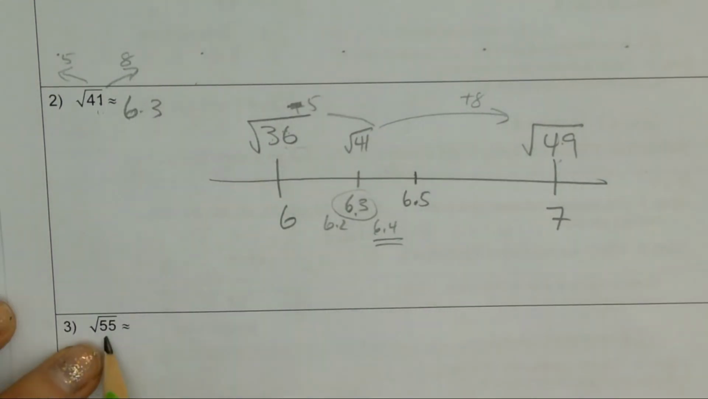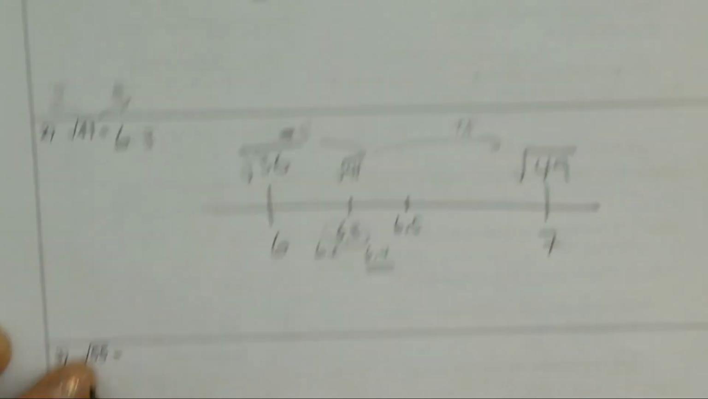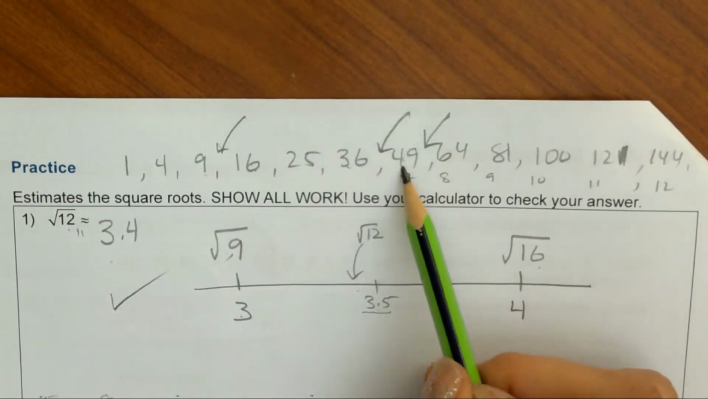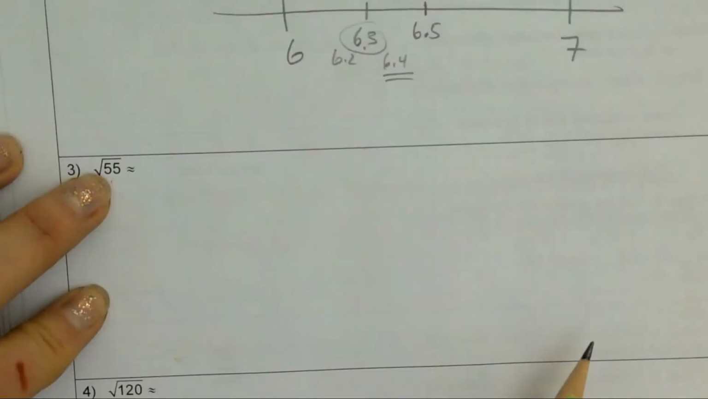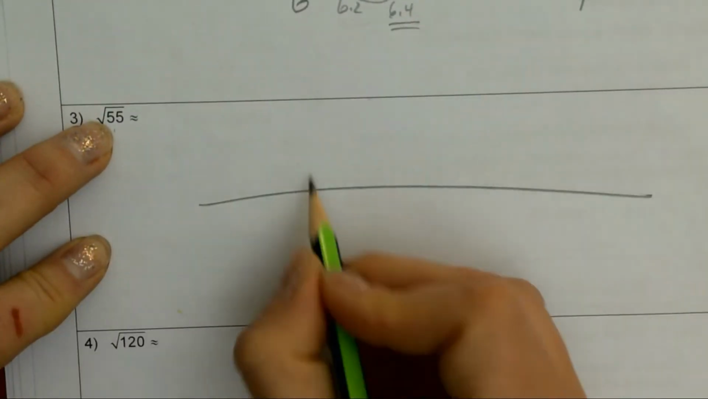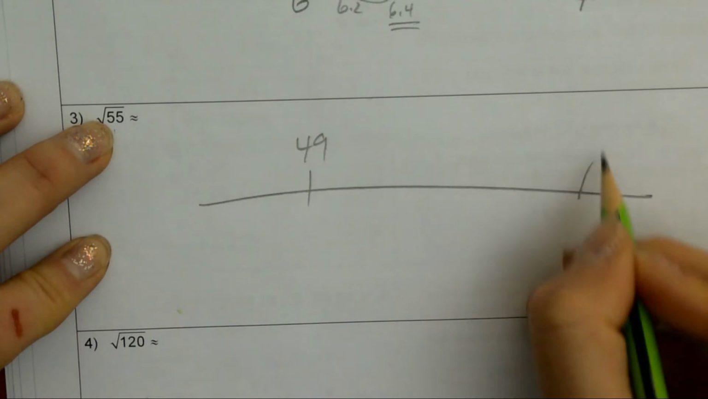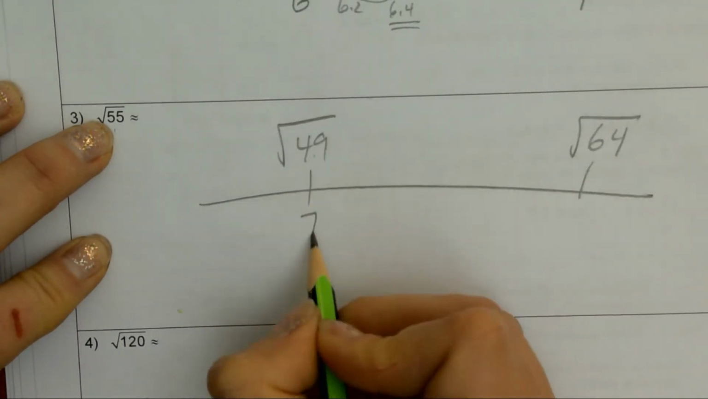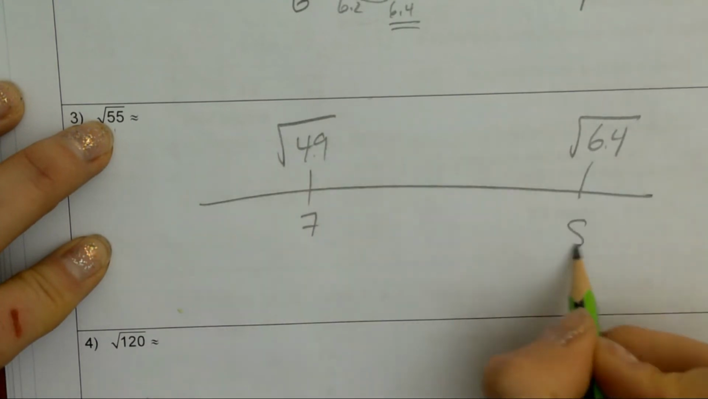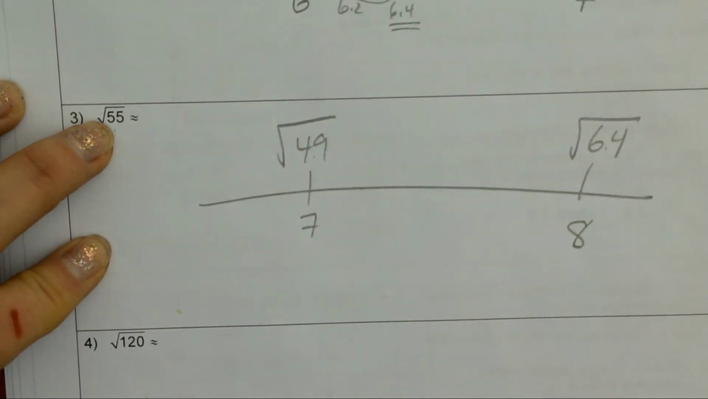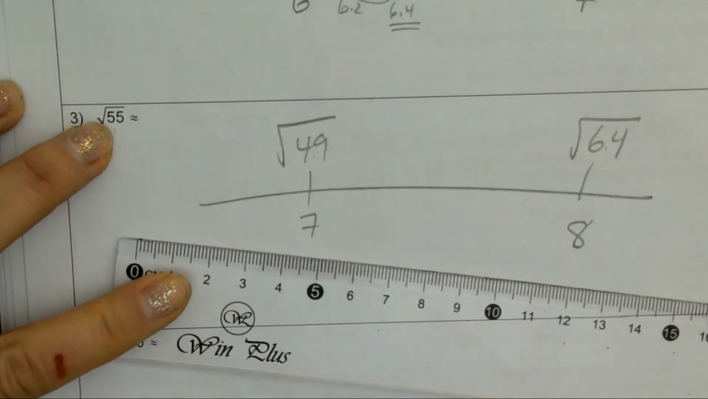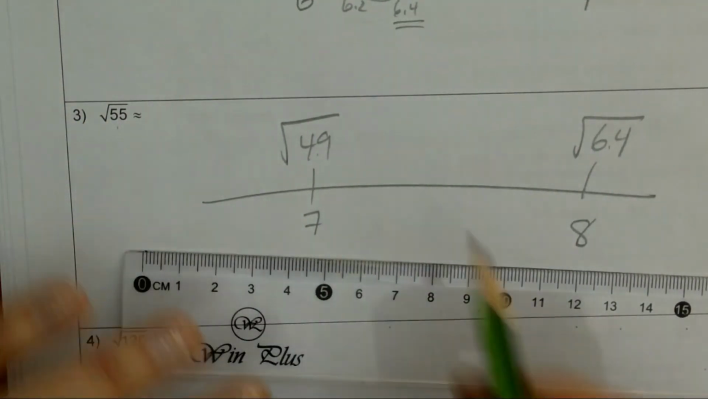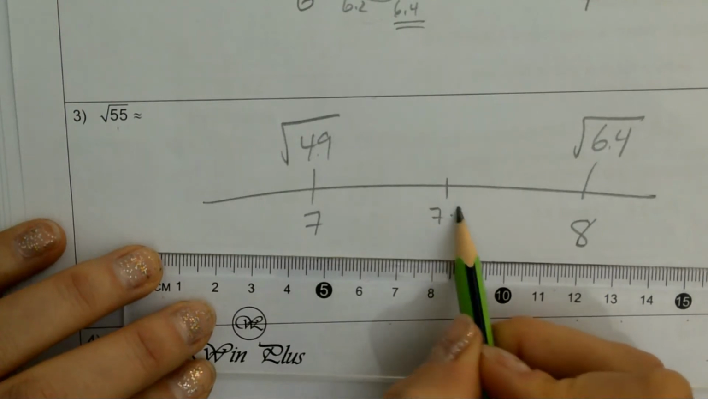Okay, so 55, the square root of 55. Where is 55? Here, between 49 and 64. So here's 49 and here's 64. We do square root, square root. 7 times 7 is 49. 8 times 8 is 64. So now we're between 7 and 8. What's halfway between 7 and 8? 7.5.